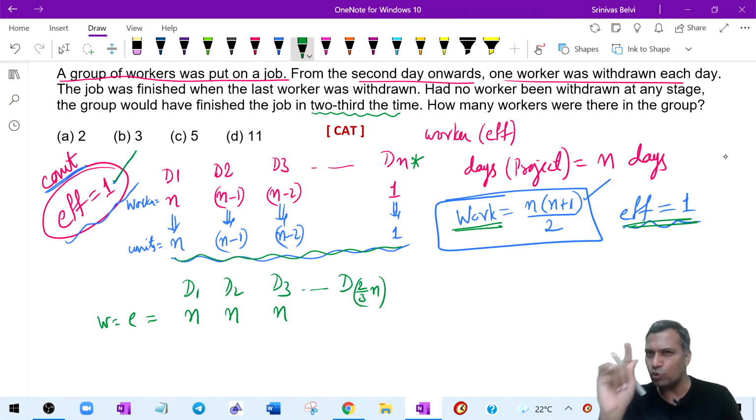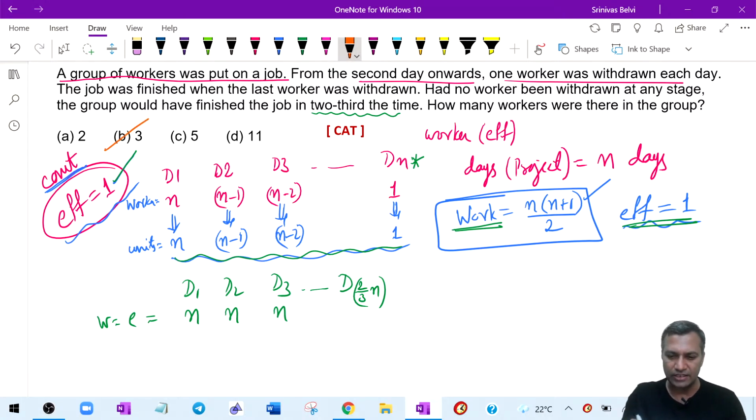Anybody who understood this 2/3 of n days, you understand that n has to be an integer, therefore 3 is the answer. Because if you want to calculate 2/3 of n, n should be an integer. Therefore, n is nothing but this. Workers were also n here. Therefore, the answer was 3. Anybody who worked a little smartly on this would have understood, because there is no approximation.